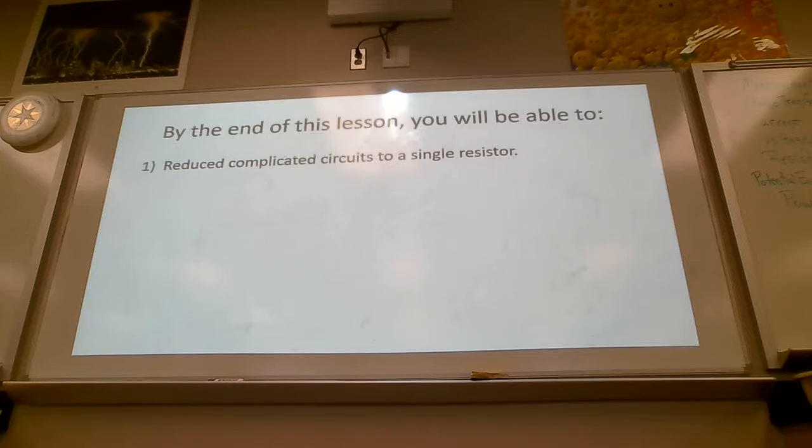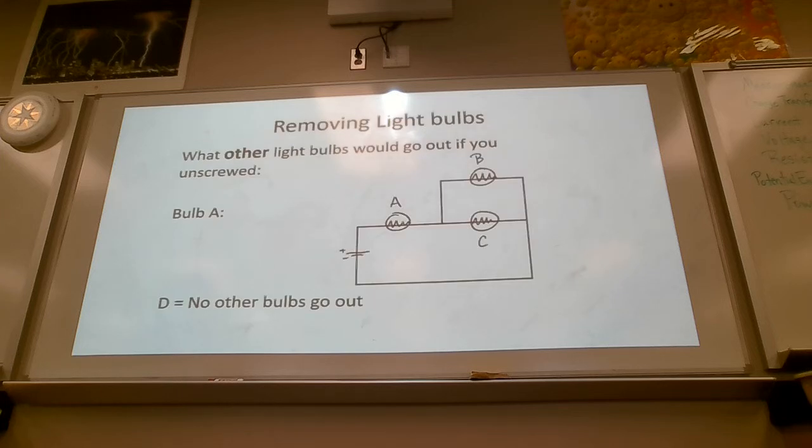Okay, so today we're going to learn how to take a complicated combination circuit and simplify it down to one resistor called equivalent resistance. Okay, this was circuit 6.